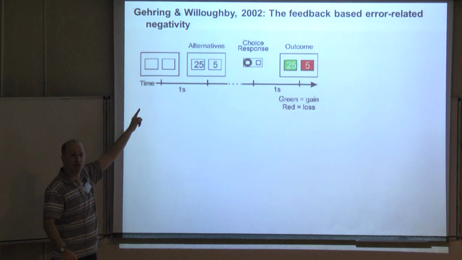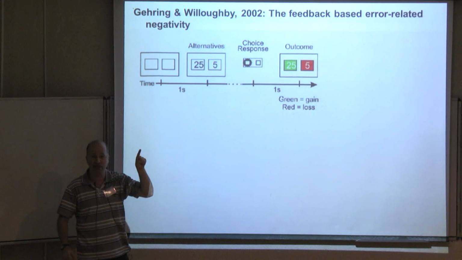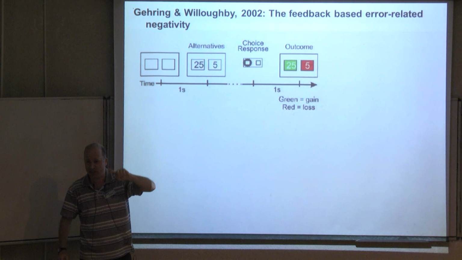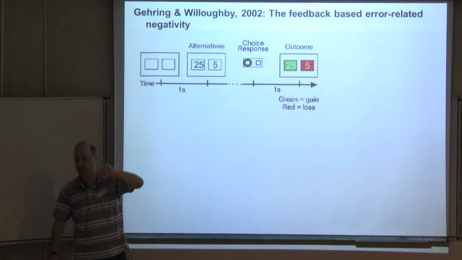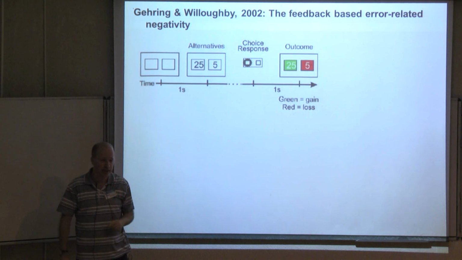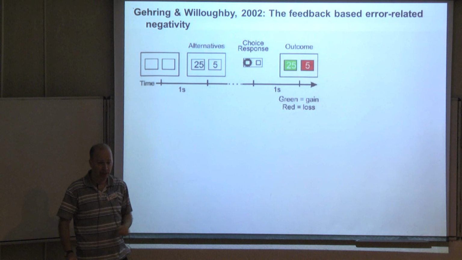You have to press one of two buttons. In one, you see the number 25. In the other, you see 5. If you press 25, there's 50% that you win 25, 50% that you lose 25. If you press the 5, there's 50% that you win 5, 50% that you lose 5. And you know that after you chose.